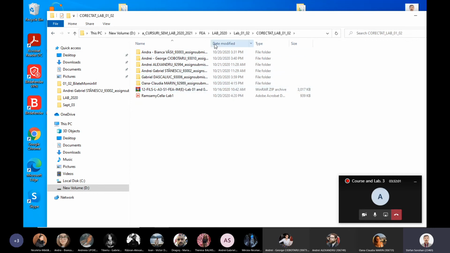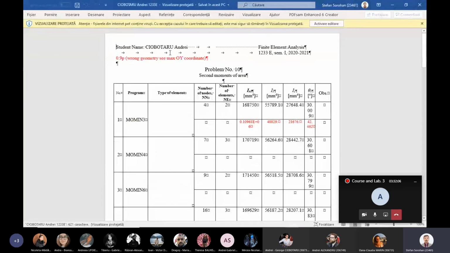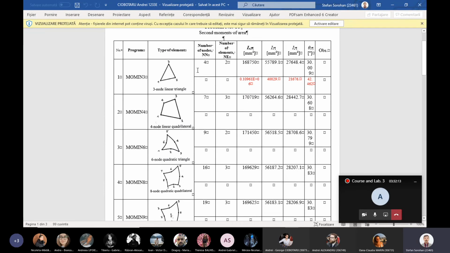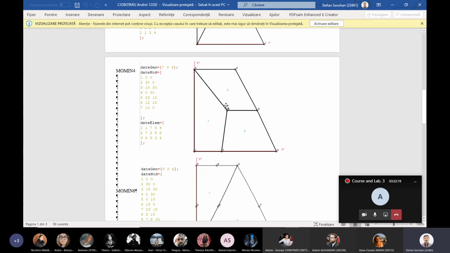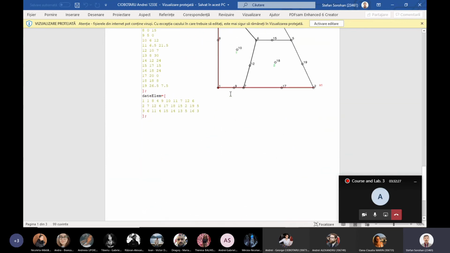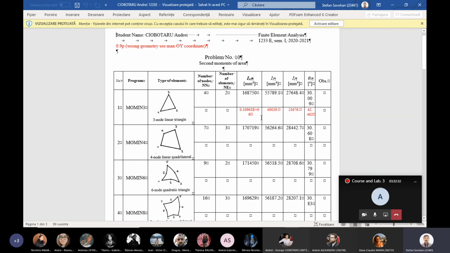Ciobotaro, where is Ciobotaro? The second one. Okay. Oh, this is the wrong geometry. Why? I don't know. Let's check. Here, the coordinates for node 4 and 3 are wrong. Why? It's simple. So this is the correct result here, as you can see.